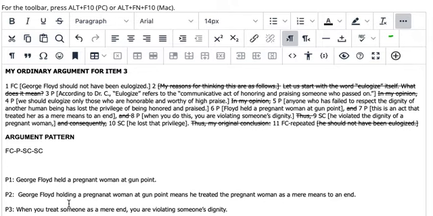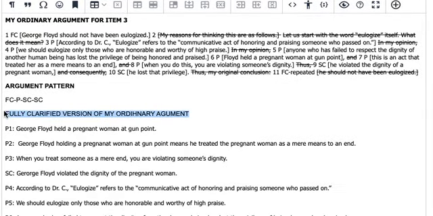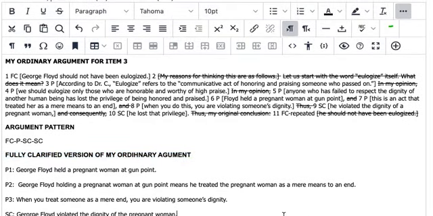Okay, so now let's talk about the other heading. The other heading you'll want to do is the fully clarified version of my ordinary argument. So this is your argument markup, right? This is the markup of your ordinary argument, and then this is the reformatting with uniform language, repositioning of statements appropriately. That's what we're talking about when we use the heading fully clarified argument.